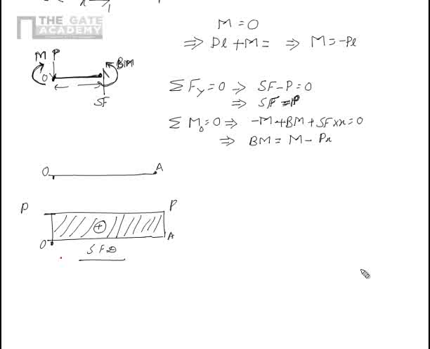Similarly, if you draw the bending moment diagram, I can just draw Y and X also so that it is clear what the axes are. This is Y and this is X. Now here bending moment is M minus Px. That is nothing but, what is the value of M? The value of M is minus PL minus Px.